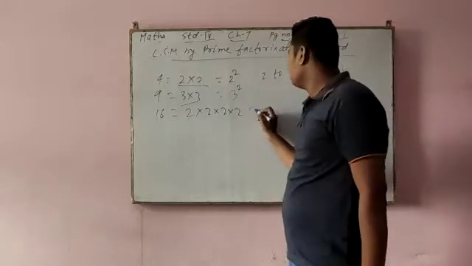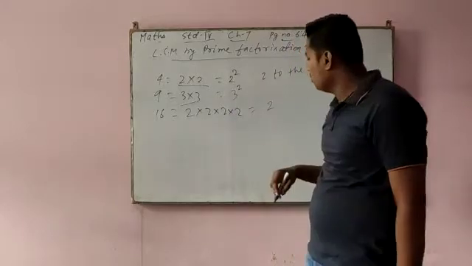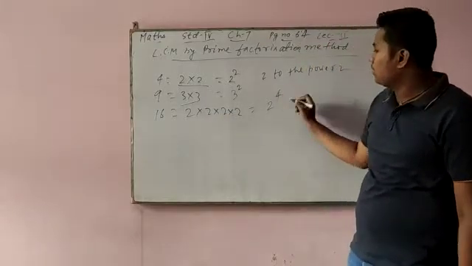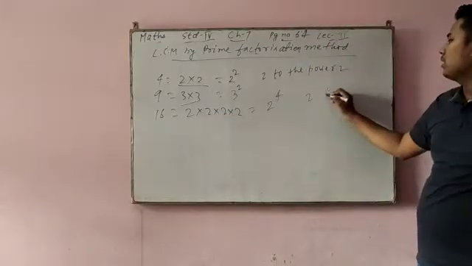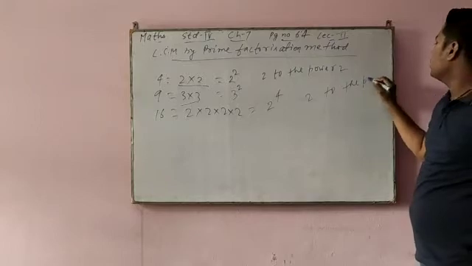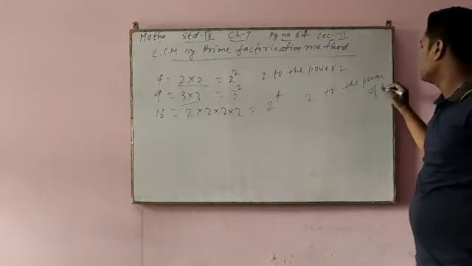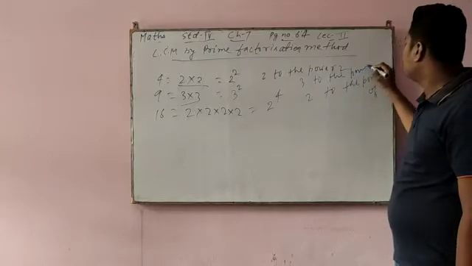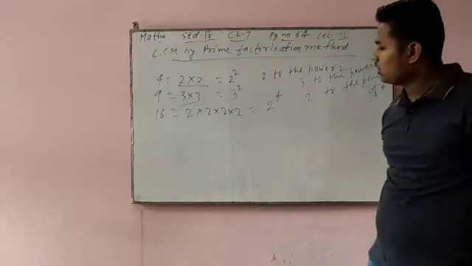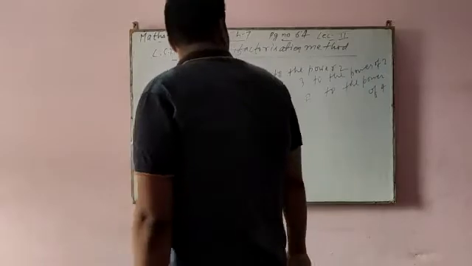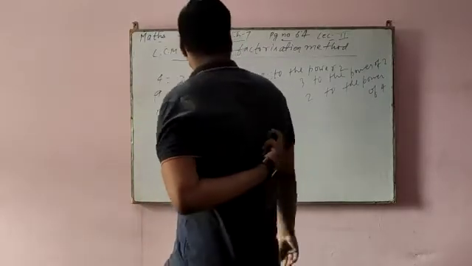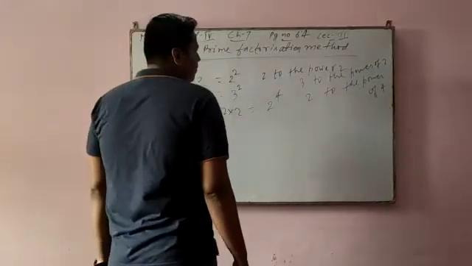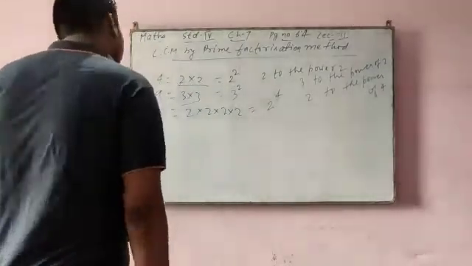In this, the number is what? All the numbers are 2, so write 2. Now see how many numbers there are in total: 1, 2, 3, 4. So give the power of 4. So I can write 2 to the power of 4, and 3 to the power of 2. Okay?